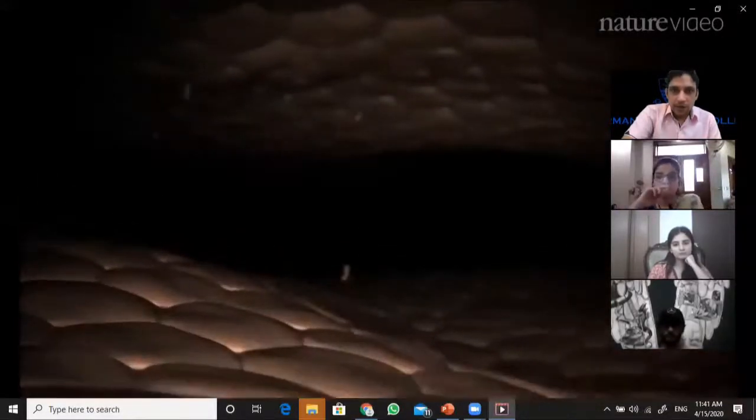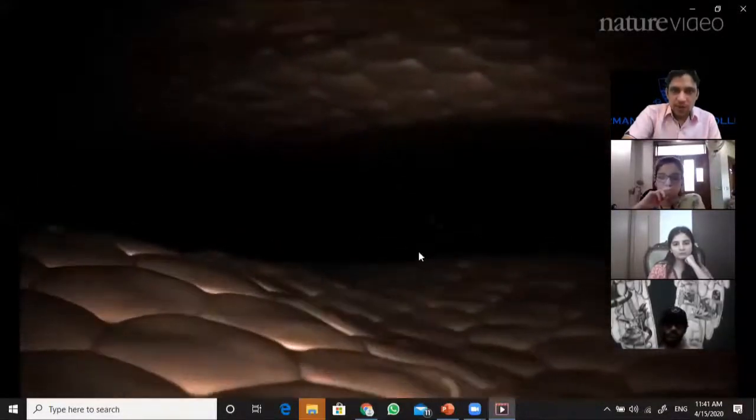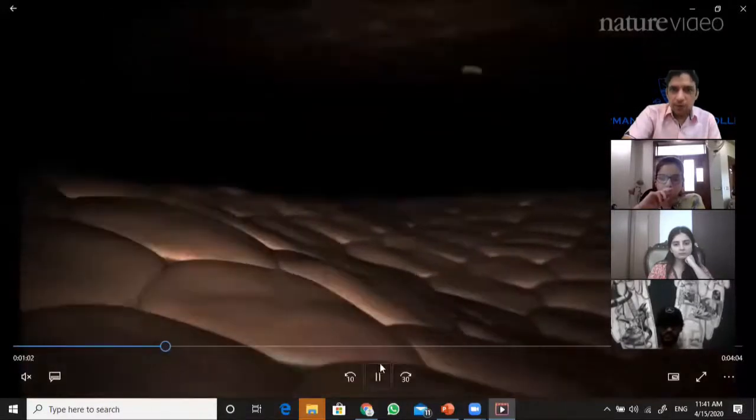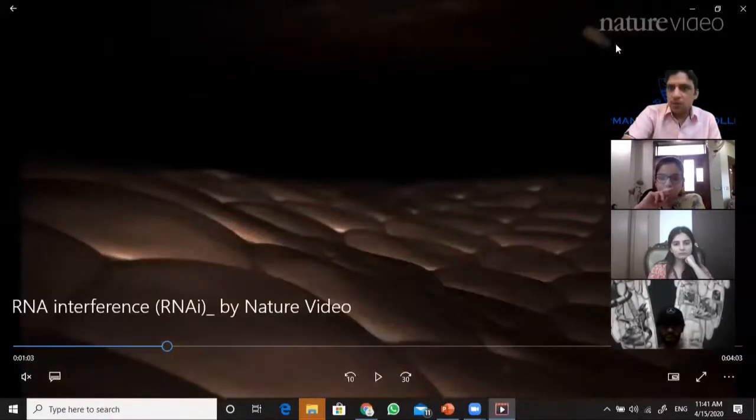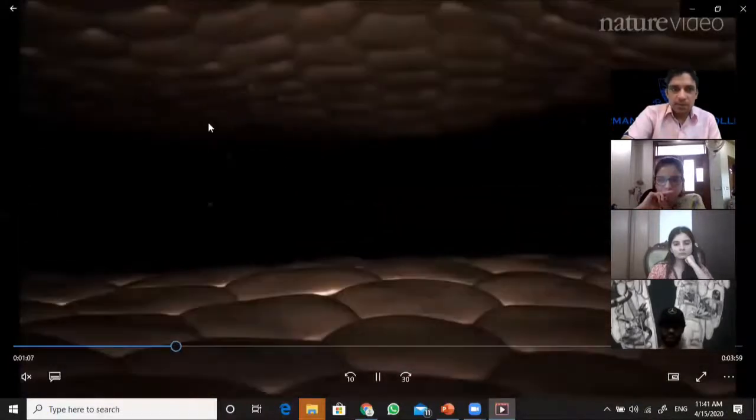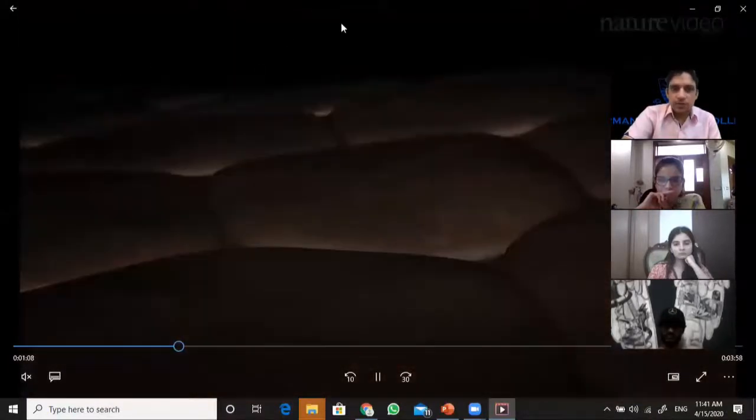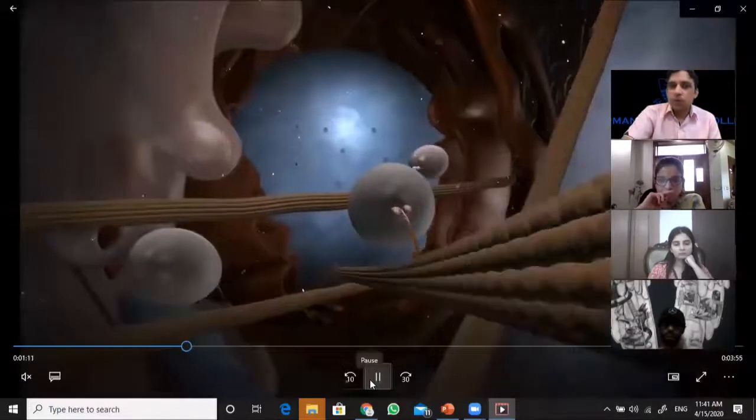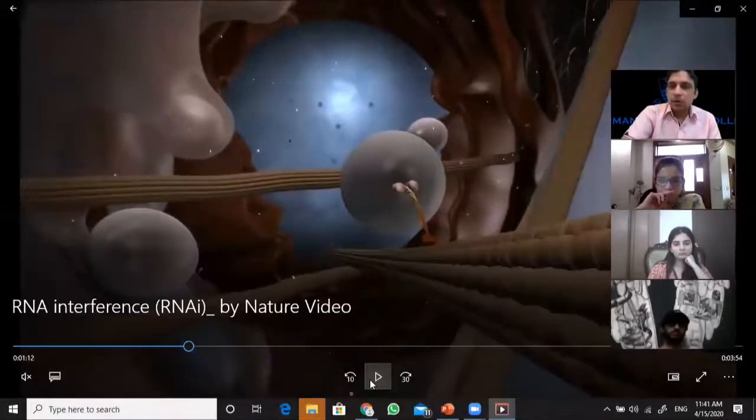So we are entering into the cells. We can see different components floating here and there. These components which are floating are like the proteins present in the cytoplasm, different enzymes executing their functions. And here we are right inside, moving through the cytoskeleton of the cells.